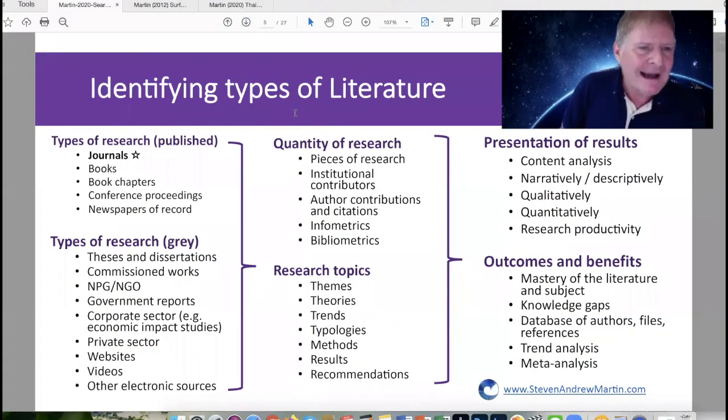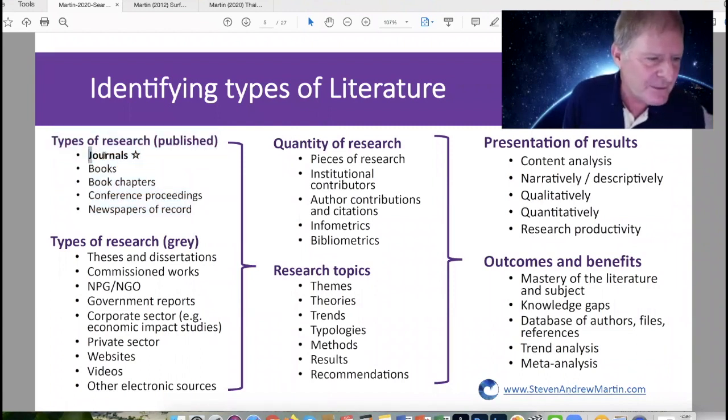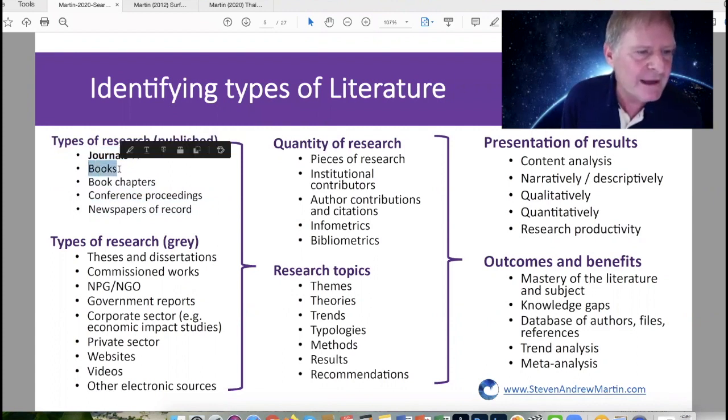Okay, so identifying types of literature. Now, I'm not sure if you've really thought of this before, but of course we all know that the good quality, the big stuff is here, right? Journals are going to be number one in general when we talk about identifying types of literature for our systematic review. Books are great, but it's often a bit difficult to mine the information that we want out of a big book, right?